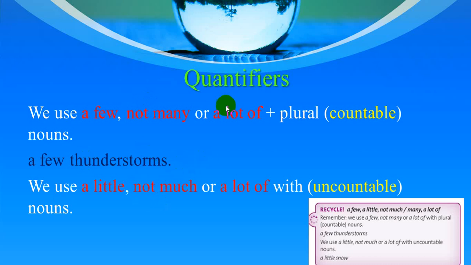Okay. A lot of تستخدم مع المعدود وغير المعدود. إذن هذه هي القاسم المشترك بينهما. We use a little, not much, or a lot of with uncountable nouns. نستعملها مع الأسماء الغير قابلة للعد. Okay, and this is the rule from your book. A little snow. القليل من الثلج. Why? Because the snow is an uncountable noun. A few thunderstorms because thunderstorms are countable nouns.